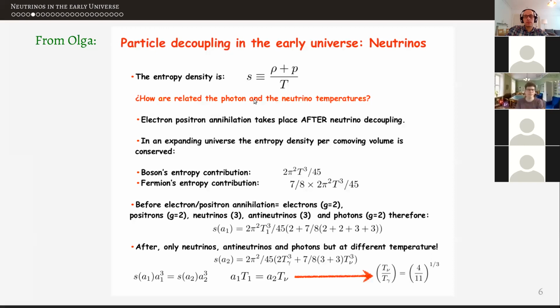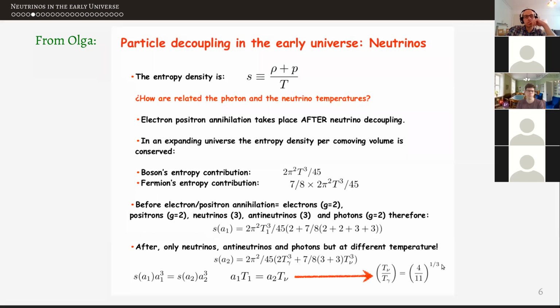We consider entropy and use that the co-moving entropy is conserved. The entropy per boson is given by this number, and for each fermion by this number. Then we can set up the total entropy before and after neutrino decoupling, and before and after electron-positron annihilation. And this gives this ratio of T_nu to T_gamma, which is (4/11)^(1/3).